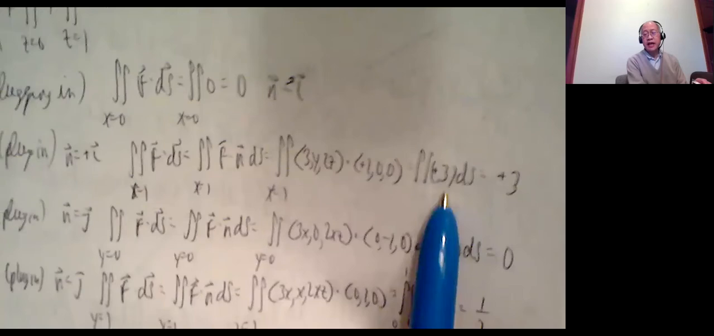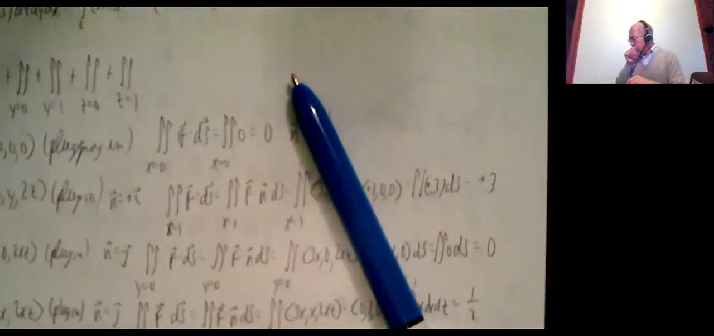Double integral of ds is just the area. Area of each of these is 1. They're all 1 by 1. The one we had last time, they were all 2 by 2, right? Because it was going from -1 to 1 for x, y, and z. Okay, so I did the front and the back.